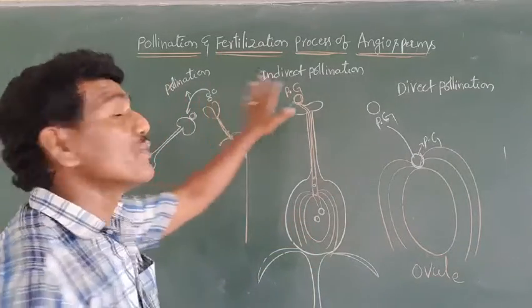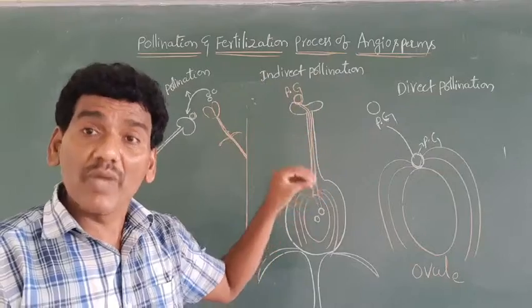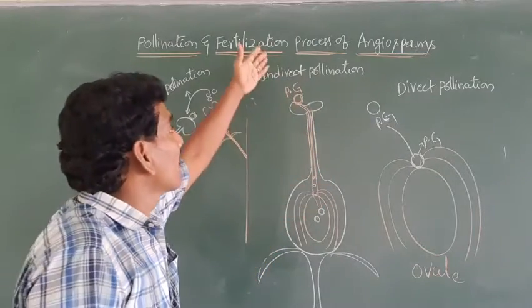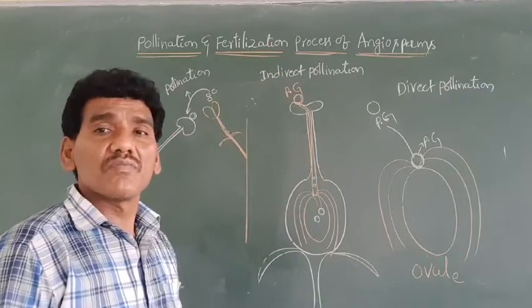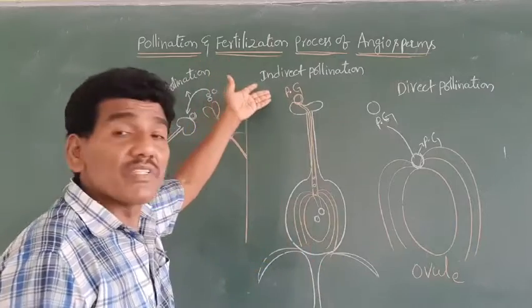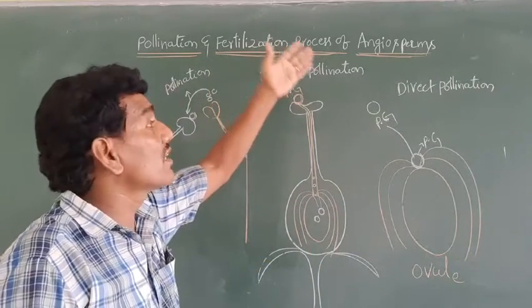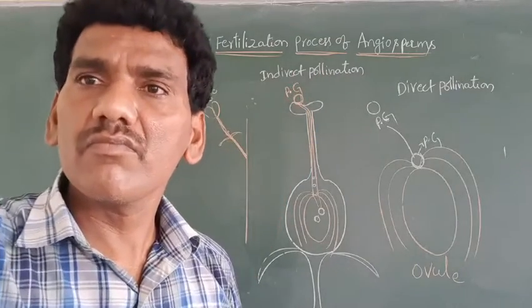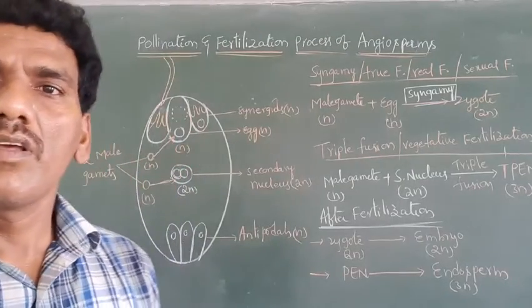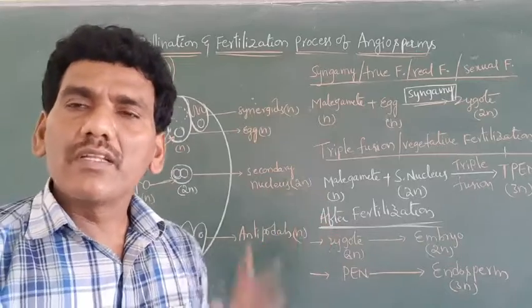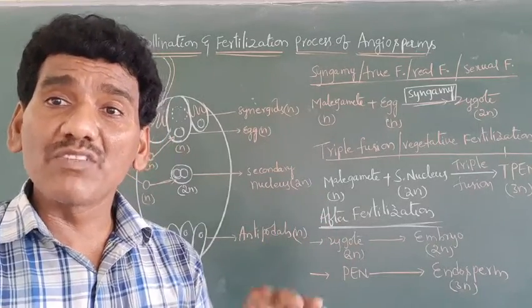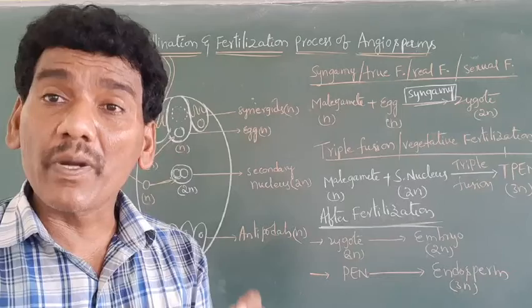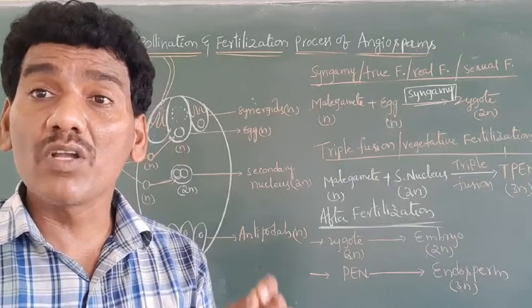These pollination mechanisms are involved first of all in angiosperms. In angiosperms, indirect pollination is involved, but in gymnosperms, direct pollination is involved. We have already completed the pollination mechanism in angiosperms. Now, what type of fertilization mechanism is mainly involved in angiosperms?